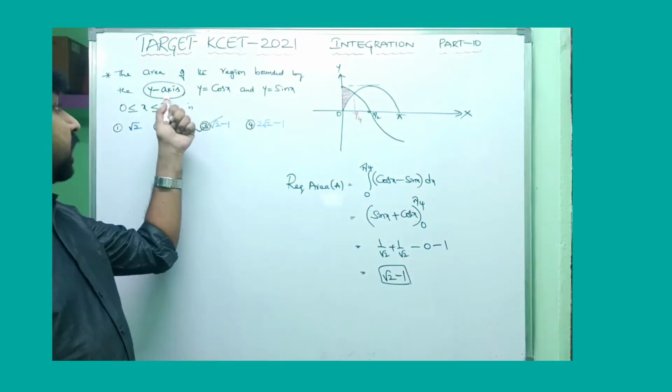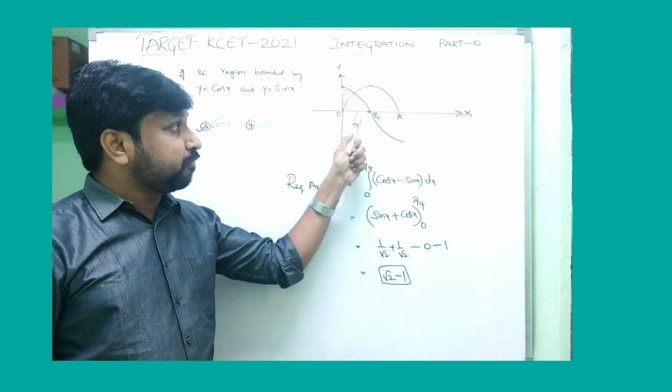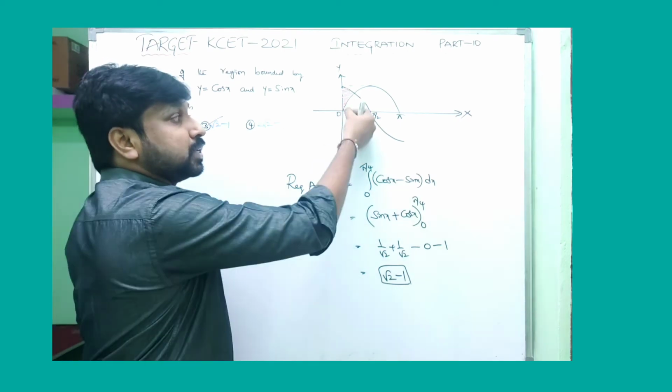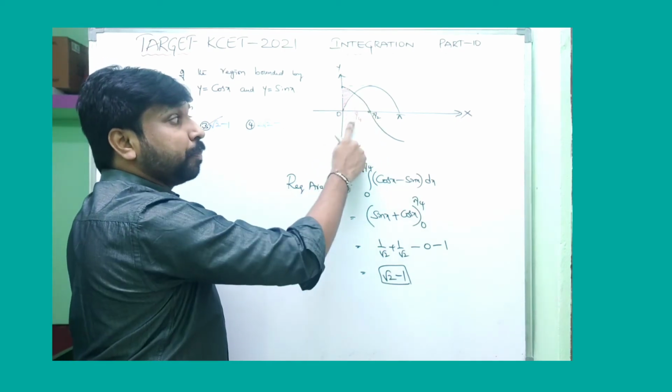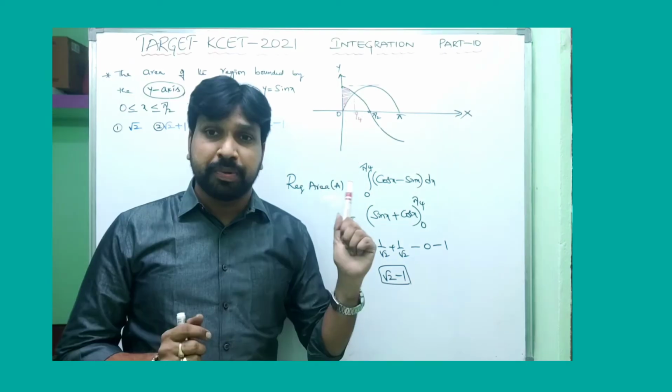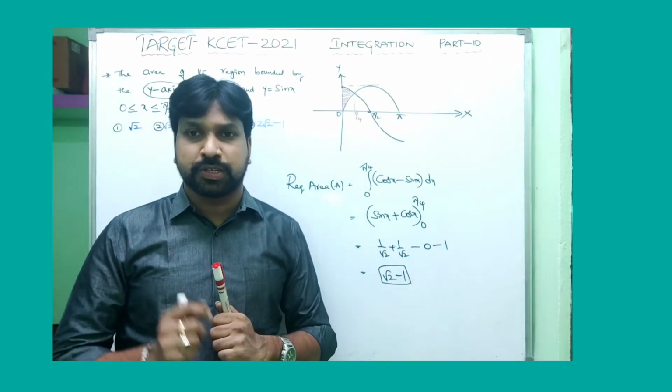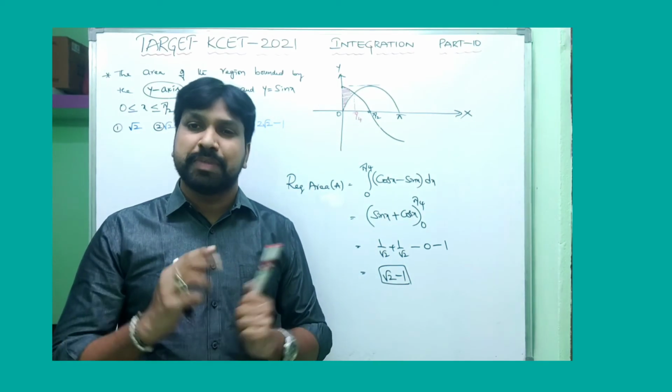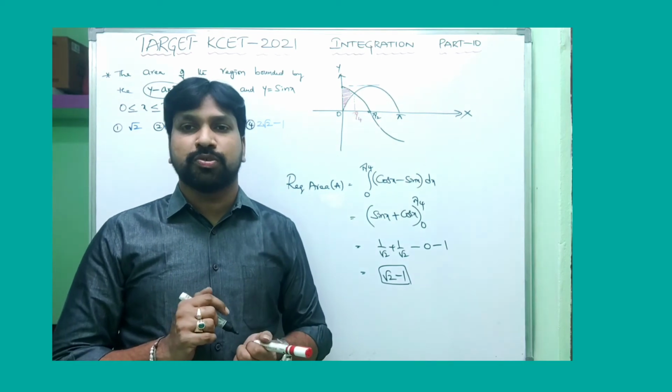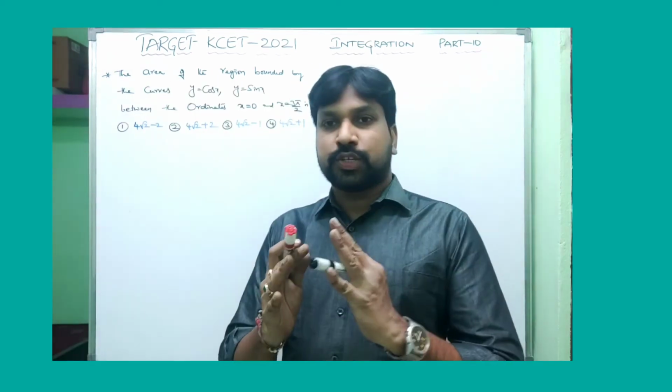For example, if it is given with respect to the x-axis, we need to do 0 to pi by 4 with the sin x curve, and pi by 4 to pi by 2 with the cos x curve. You must be careful with this kind of question. Now one more question is there, a mixed curve question. I am going to discuss that question. Please listen carefully. Next question.